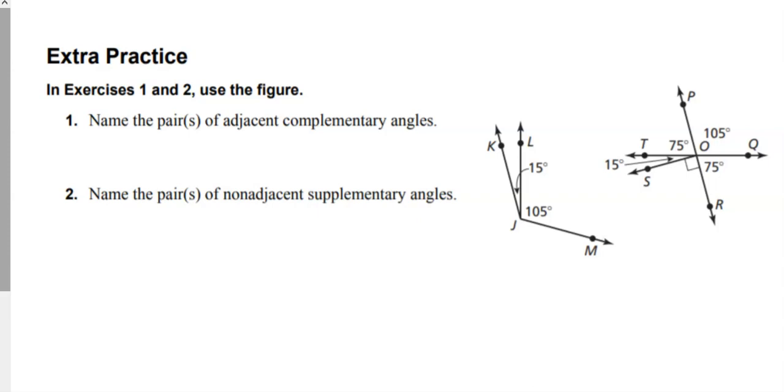Alright, now we're going back to our student journal, so you can flip back to that. It talks about naming some complementary angles. Now they start using the terminology here, adjacent complementary. Adjacent means next to, so the two angles are next to each other. And complementary means these two angles add up to 90 degrees. So name the pairs of angles that are adjacent.